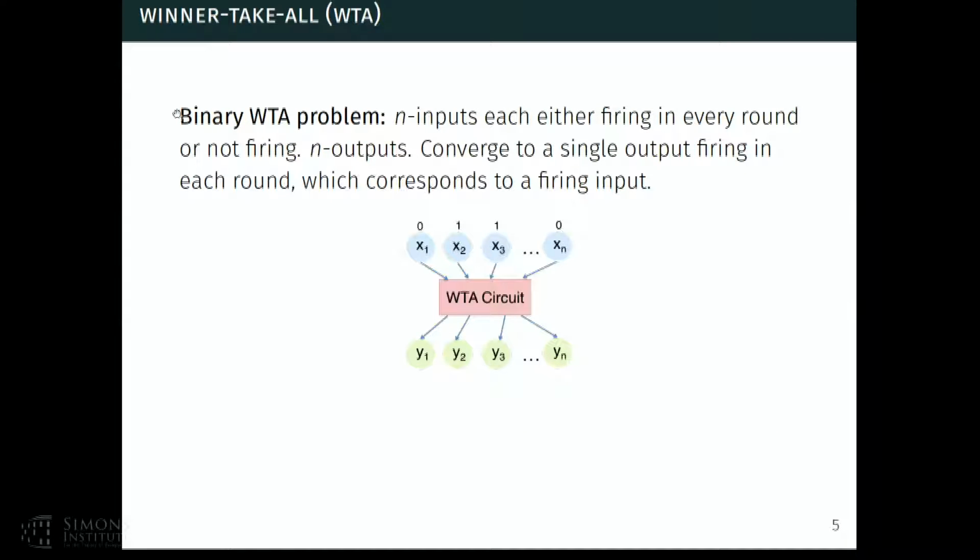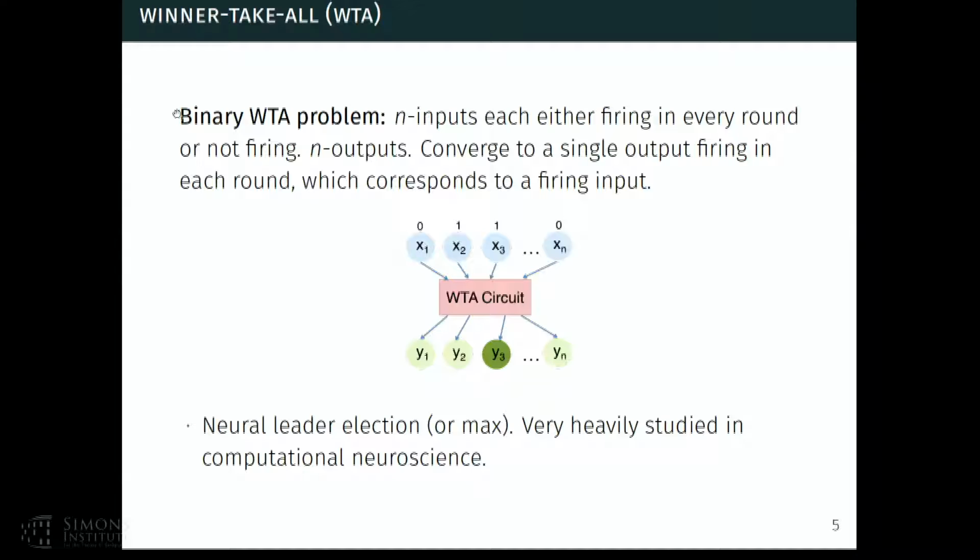We're going to probe our model with a really central problem in computational neuroscience, which is WTA, or winner takes all. In our case, we're looking at the simplest version, which is binary WTA. You basically have a bunch of input neurons, and each one is either on or off. So it either fires in every round, or it doesn't fire at all. You want to converge to a single firing output, which corresponds to a firing input. You can think of this as a neural leader election circuit. You have a bunch of firing inputs, maybe they correspond to different stimuli, and you want to pick one to then focus on.